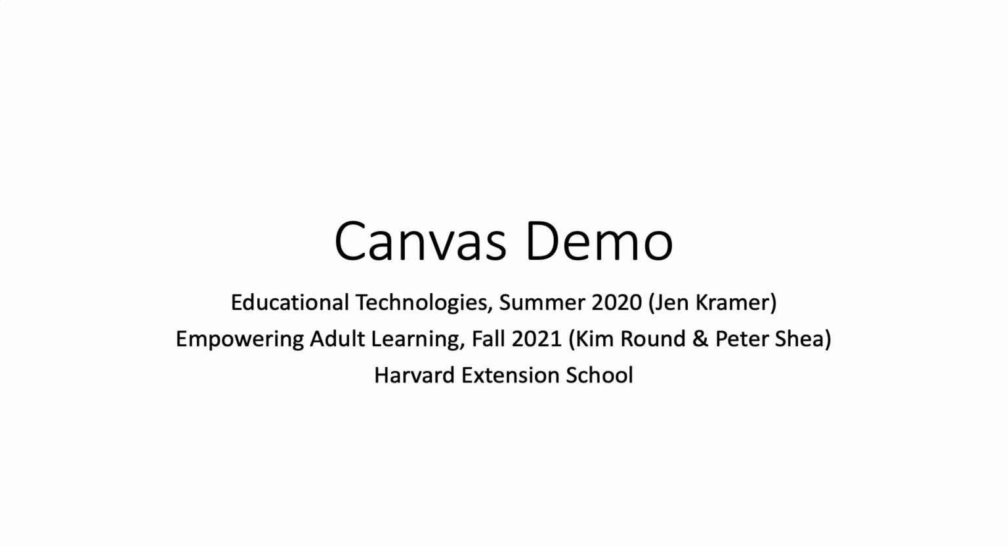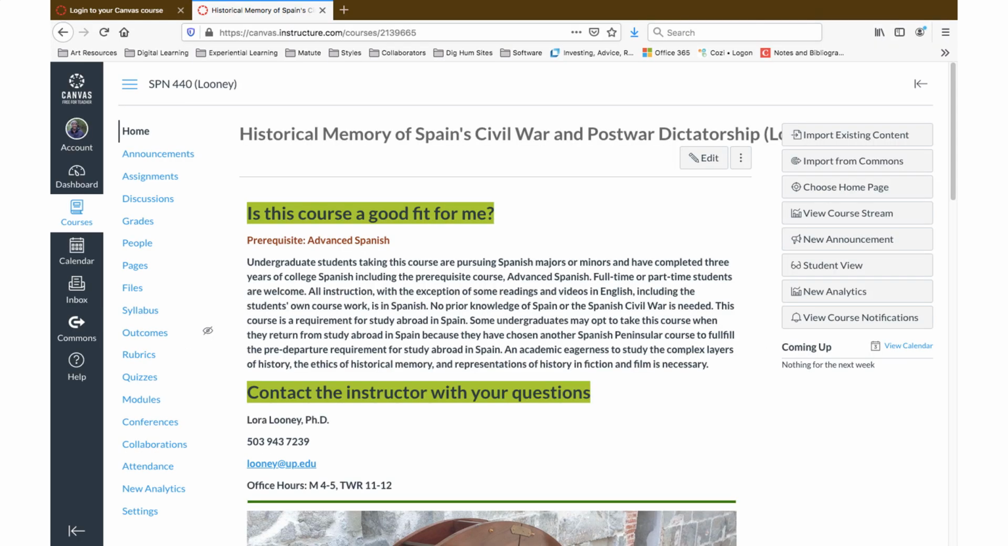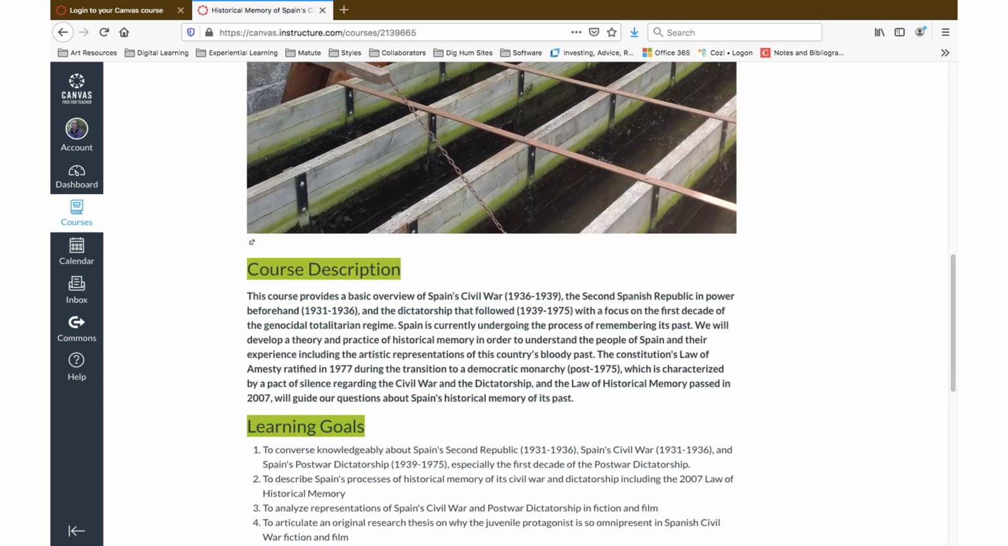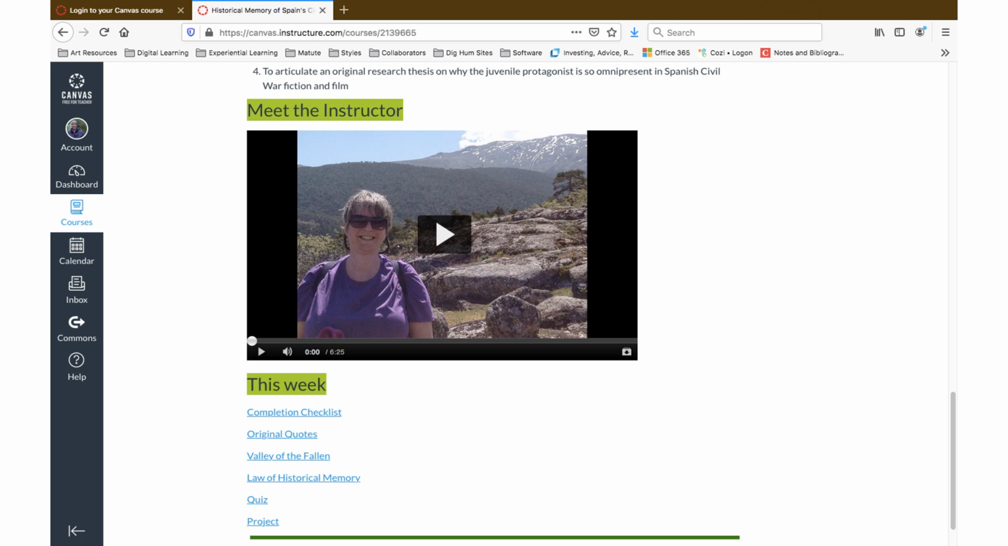Okay, we're going to look at 2 course builds, both from 2020. This is a 1-week course on historical memory of Spain's Civil War. It's for undergraduates. On the home page here, I'd like to show off instructor presence, learning objectives, and course description. All navigation begins at the home page.